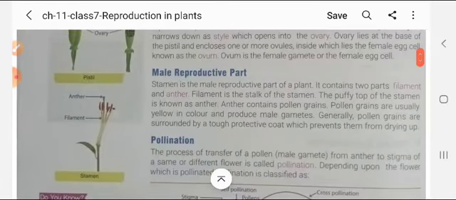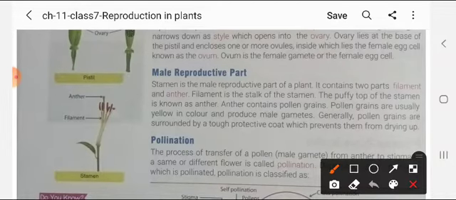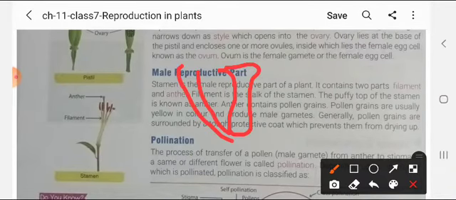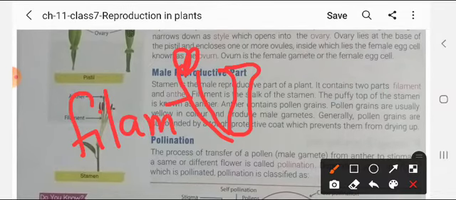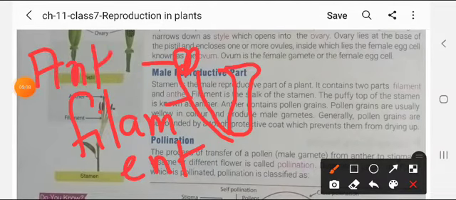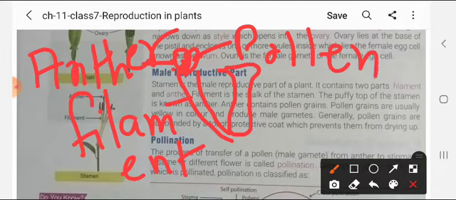Now students, you can see the filament and the anther. This is the male reproductive part of the flower. You can call it the stamen. Students, as I have told you, inside the flower there is a female reproductive part, and then there is a male reproductive part. This is the filament, and this is the anther, and above it there are small dots, which are called pollen grains.